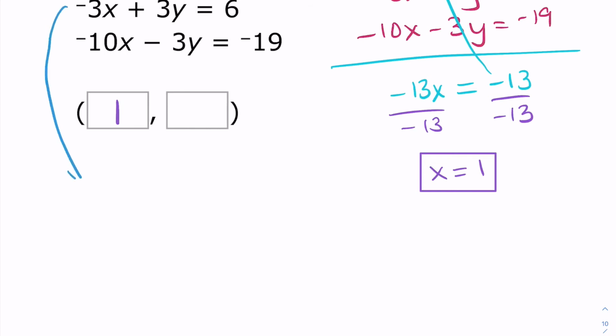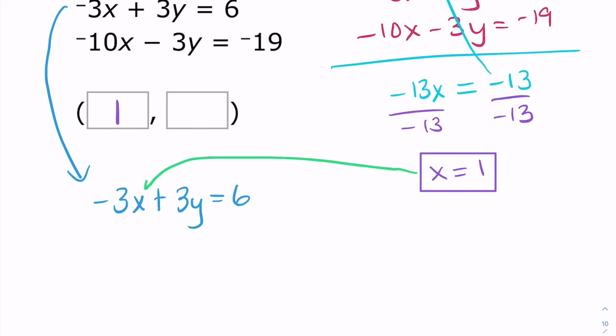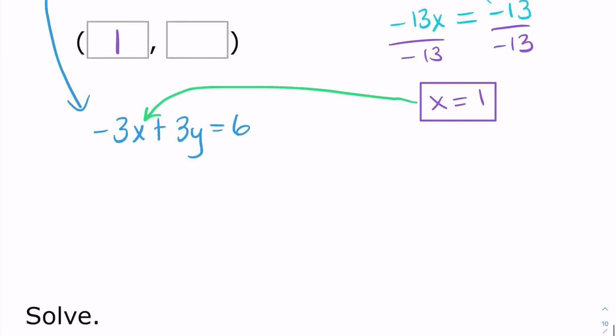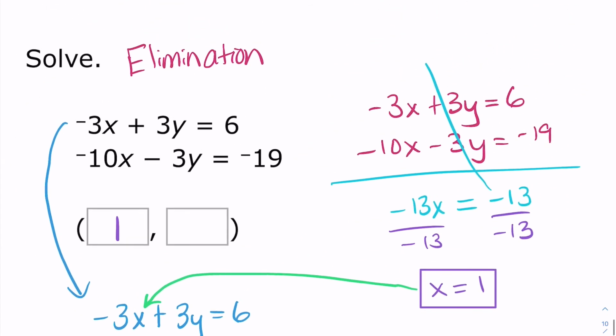Take one of these lines. It doesn't matter which one I take, but I can now use what I know, which is x is 1, and I get to use substitution and substitute in for that 1. So negative 3 times 1 plus 3y equals 6. Now this is not substitution. I said we're doing this by elimination.